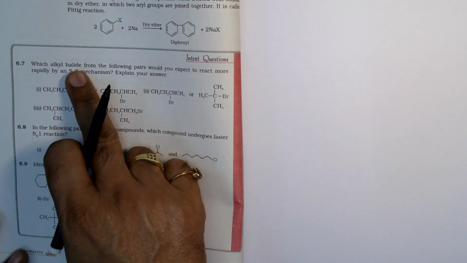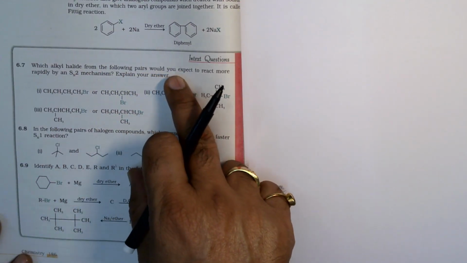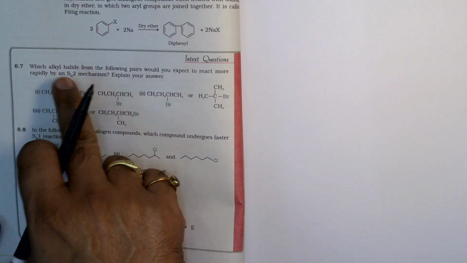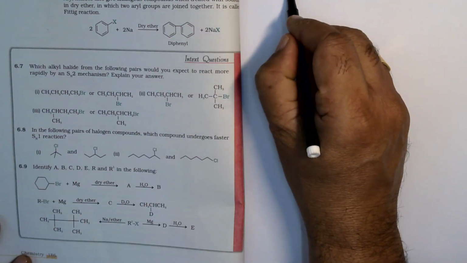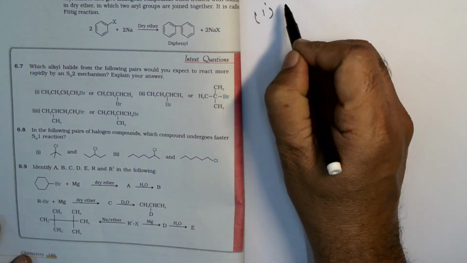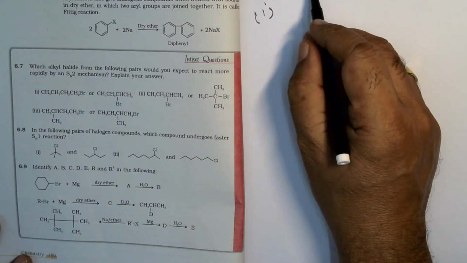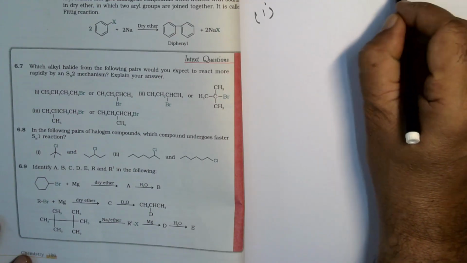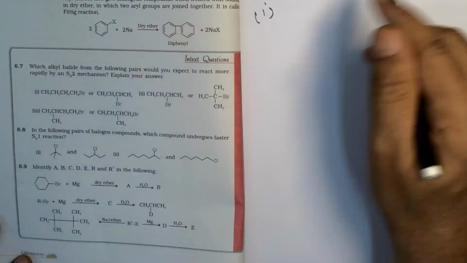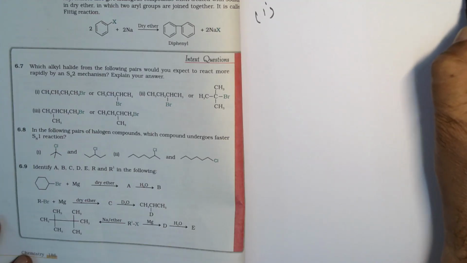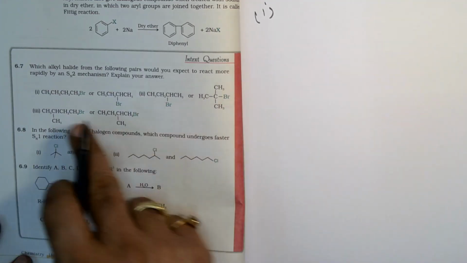Which alkyl halide from the following pairs would you expect to react more rapidly by SN2? So immediately you have to note down this is SN2, question number 6.7, point number 1. So SN2 priority is there. First you have to note down polar, non-polar solvent, but there is no discussion about the solvent here. You can ignore it. So non-polar solvent. Second is primary, followed by secondary, followed by tertiary. But primary is given.